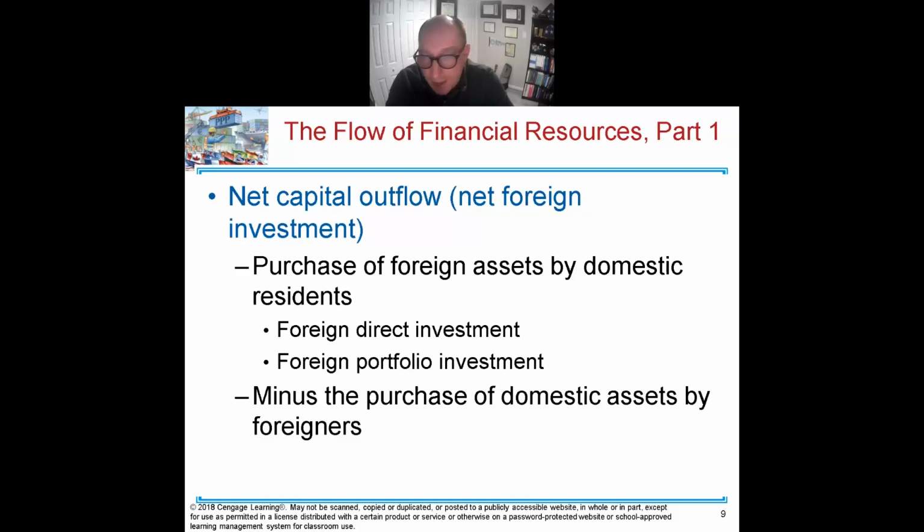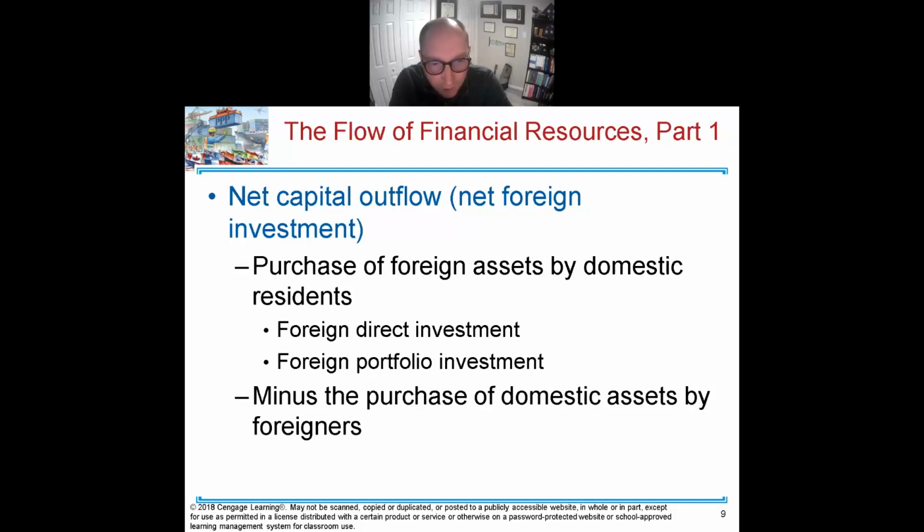We call this concept capital investments. The idea of capital investing is that we're using our resources, financial resources, to purchase assets. And with the purchase of assets, we can purchase assets in other countries.